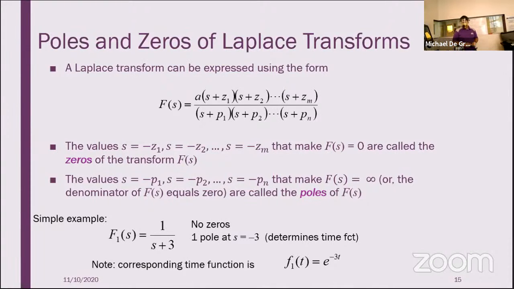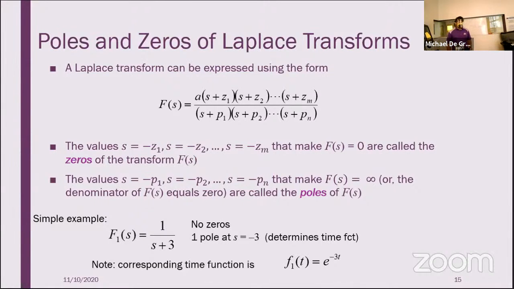So in this simple example, I have the Laplace transform F1 of s equal to 1 over s plus 3. I don't have any zeros. How do I know? I don't have any s terms in the numerator. So there are no zeros, but I do have one pole, s equal to -3. Turns out that's the root of my characteristic equation as well.